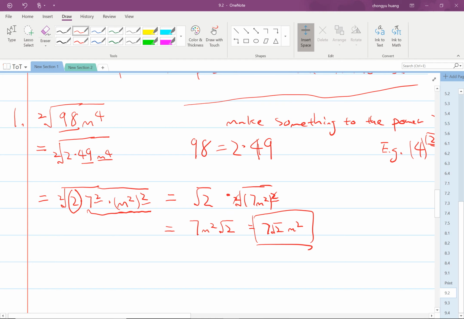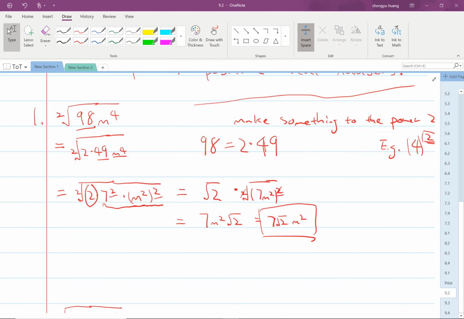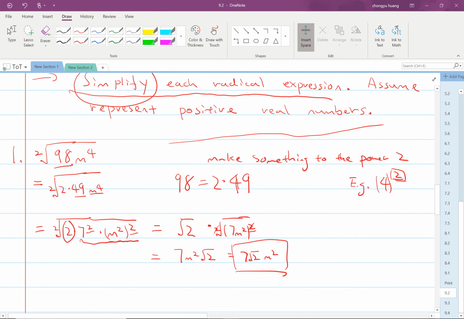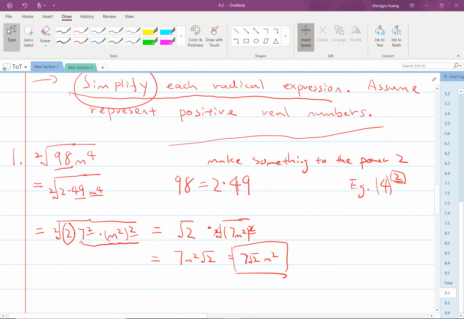Now we have solved this question. As I said, the key idea about how you solve a square root is you want to make something to the power 2. All I have been doing over here is trying to make something to the power 2, so that after that I can simplify it.